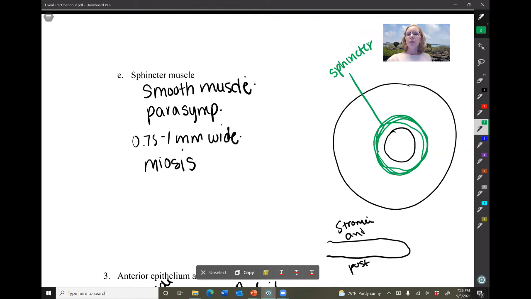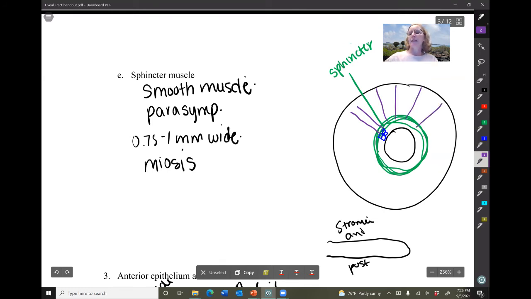And then closer to that sphincter, we are going to have just epithelial cells. Then about midway through the sphincter zone, we start to get the iris dilator coming into play, and that's going to go out radially. So it starts about halfway through the sphincter.